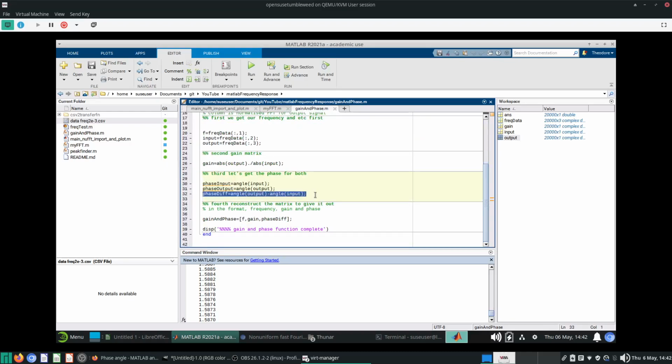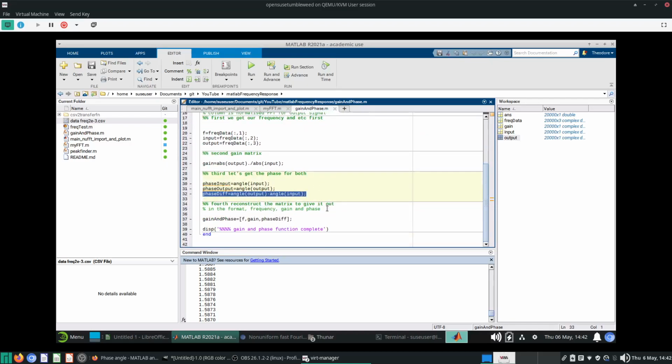These complex numbers are to get the angle and the absolute, the magnitude of these, and gain is just to divide one by the other. Phase is to subtract one of the angles from the other. So the phase difference will be the phase angle of the output minus the phase angle of the input. That is the phase difference.